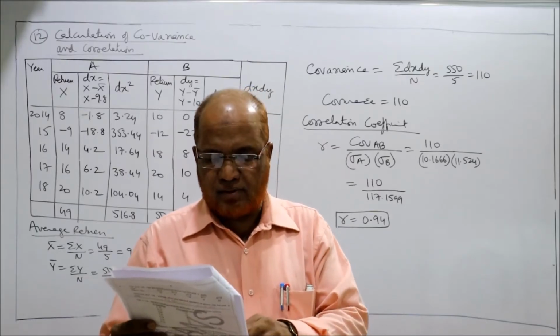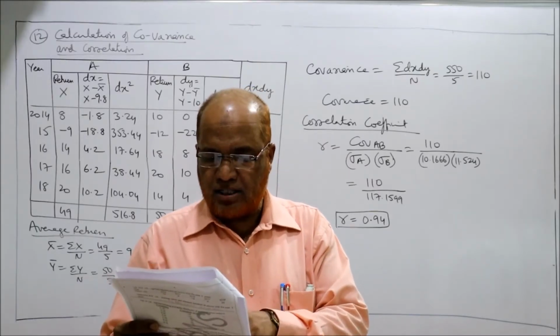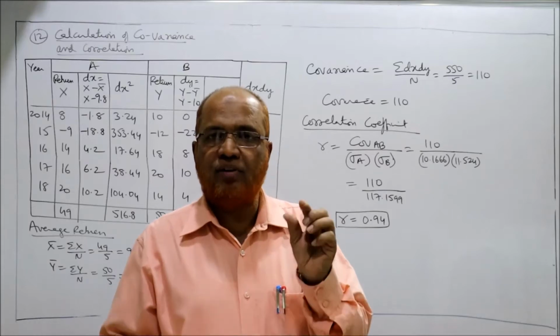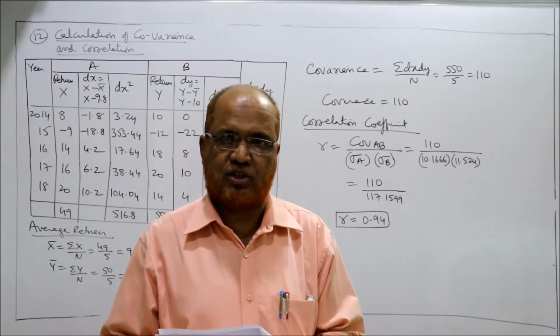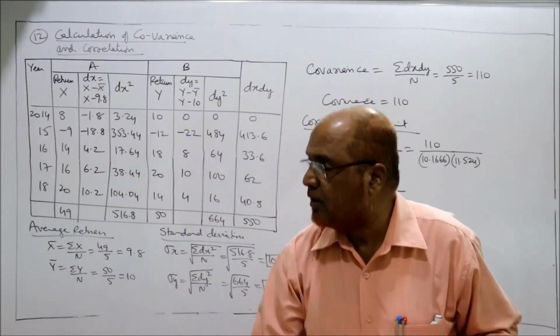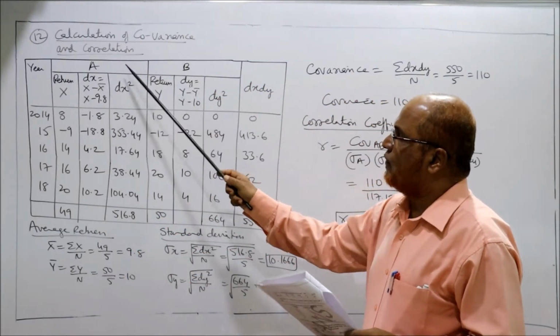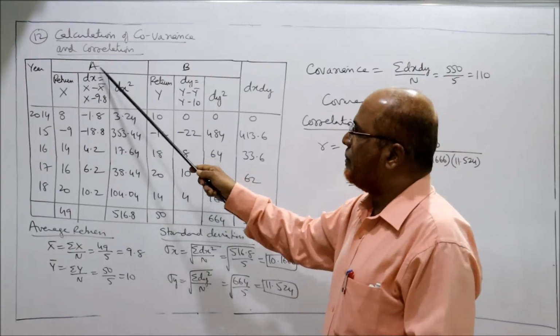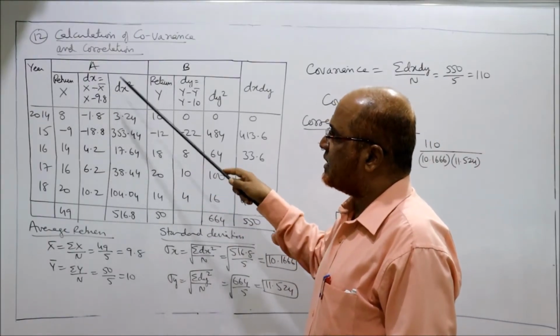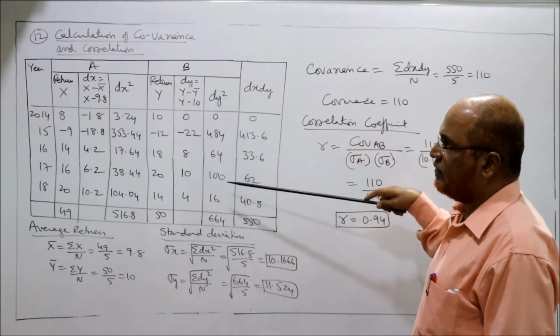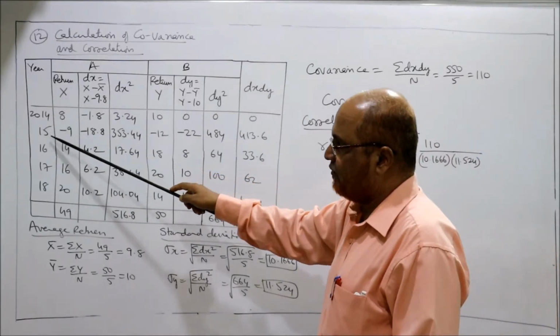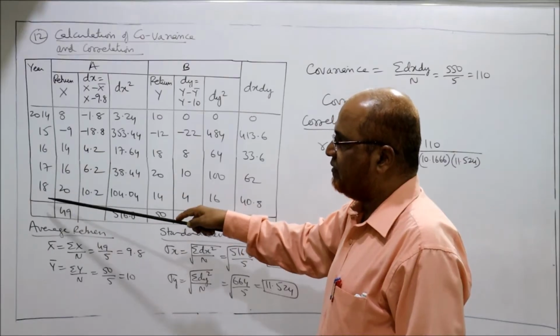Here also the data is given for 5 years, return for A, return for B. We are required to calculate covariance and correlation coefficient. So see here, calculation of covariance and correlation. So A company, 3 columns: return, dx, dx square, and B return y, dy and dy square. Years 2014, 15, 16, 17, 18, 5 years data.